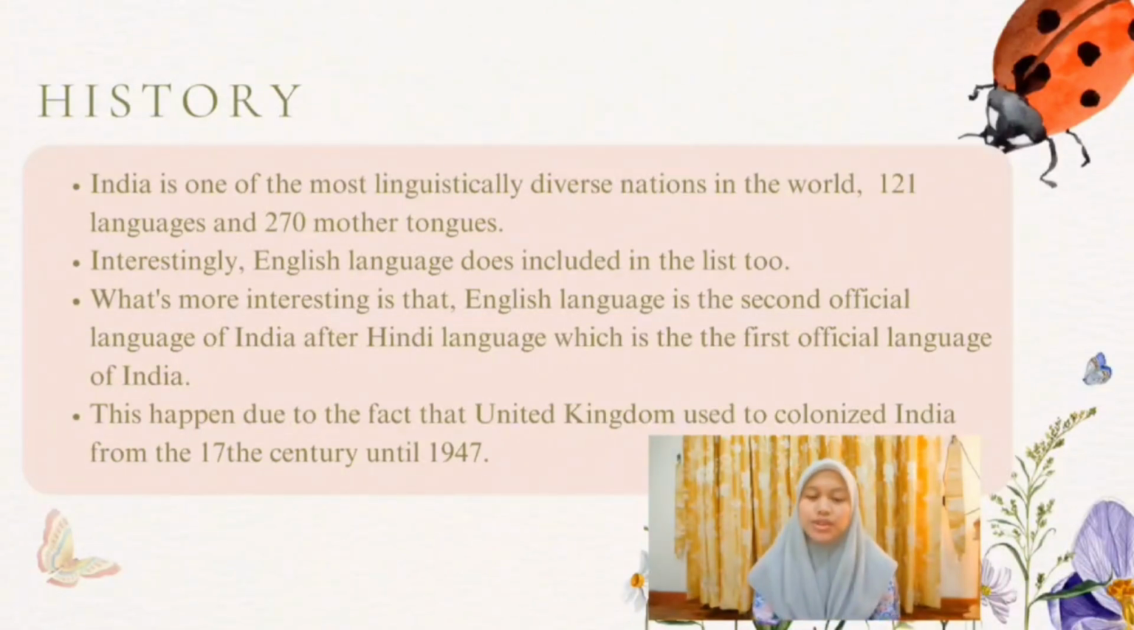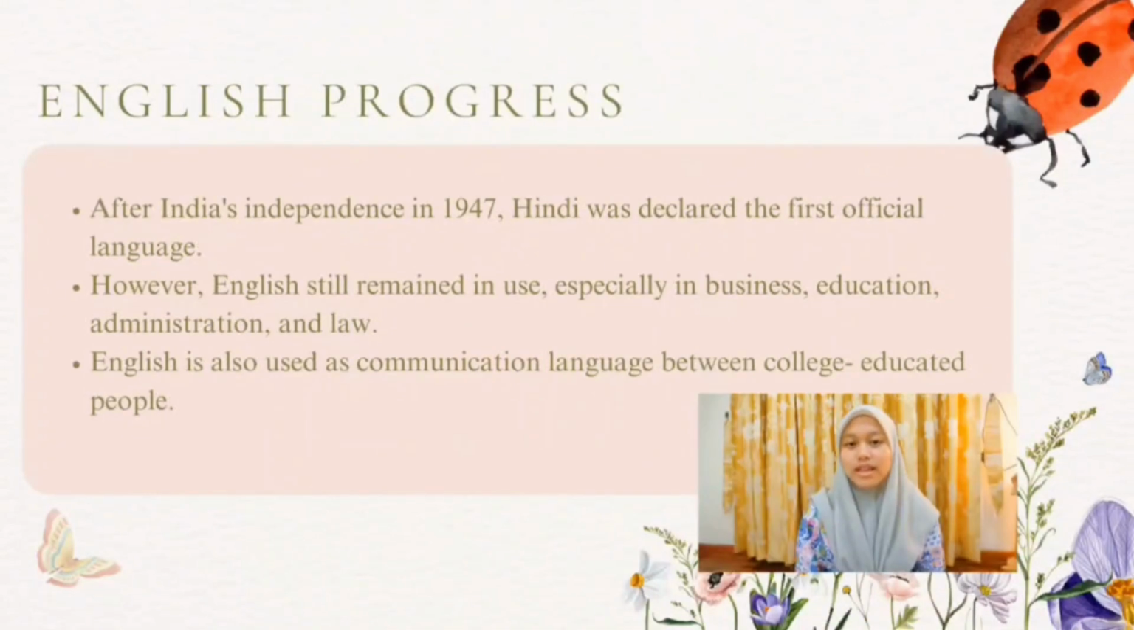This happened because India used to be colonized by the United Kingdom from the 17th century until 1947. After India gained its independence from Britain in 1947, it declared Hindi as the first official language of India. However, English still remains in use, especially in business, education, administration, and law. Nonetheless, English is also used as a communication language between college-educated people.